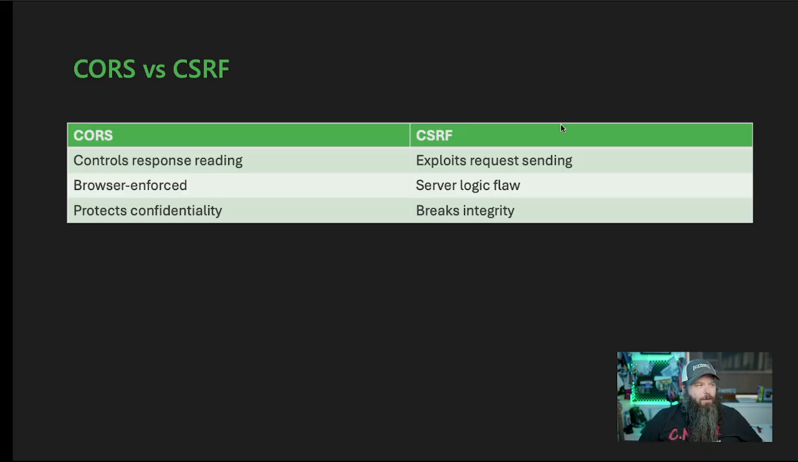So how does this differ, and how does this interact with CSRF? CORS controls who can read our response. CSRF doesn't really care, because we don't plan to read the response. CORS is browser enforced; CSRF is a server logic flaw, where there's no validation on the server side. CORS is a methodology for us to be explicit about where we're protecting confidentiality. With CSRF, we don't really care about that, because we're breaking integrity.